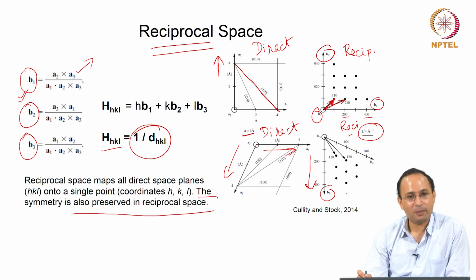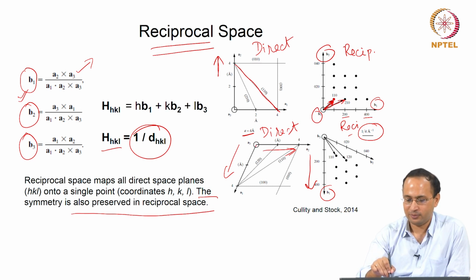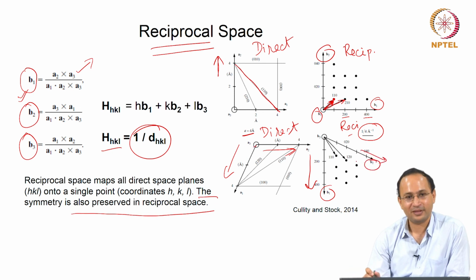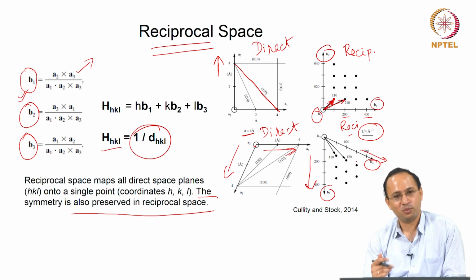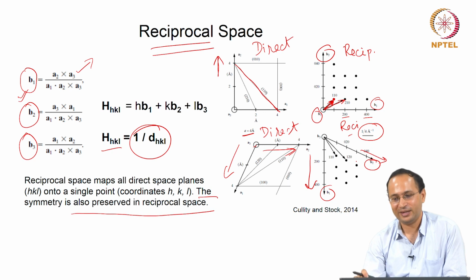B2 should be perpendicular to both A3 and A1. Now A3 is again coming out of the slide, and A1 is in this direction. So it has to be perpendicular, that means this is the direction, right. It has to be perpendicular to both A1 and A3. So see the difference, right.